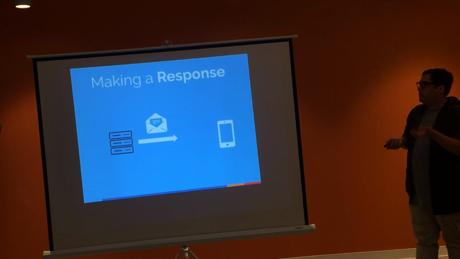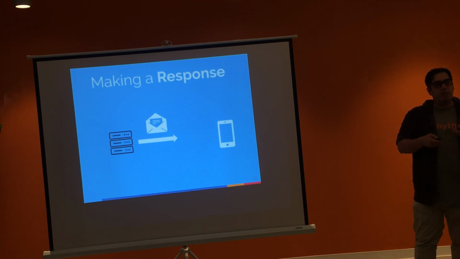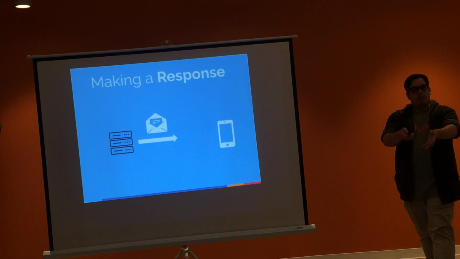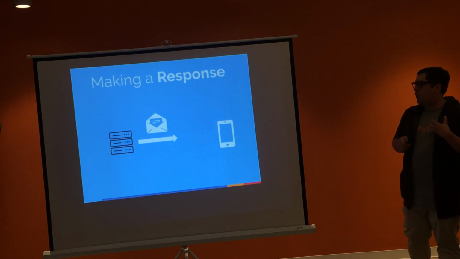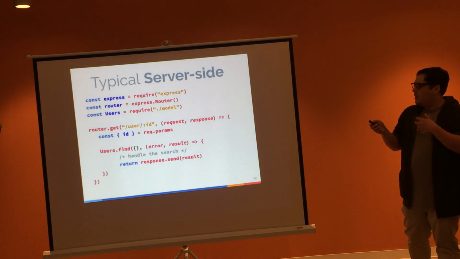To get that cat picture, the server is making a response. They have to do something with the envelope that I've sent them so that they can send me an envelope back. This is the typical shape of what you might be seeing.